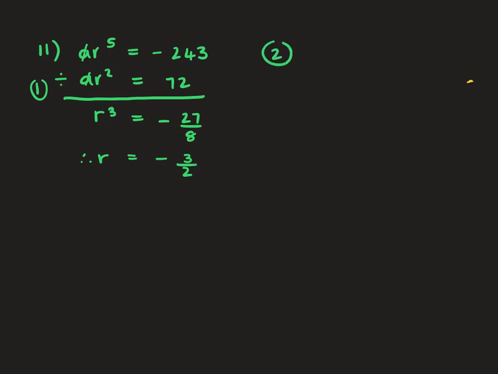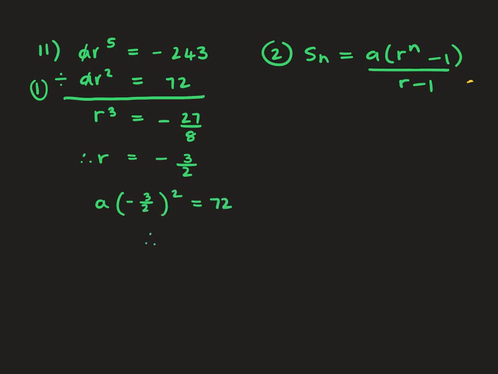Part 2 says the sum of the first 10 terms. So Sn is equal to A, r to the n minus 1 over r minus 1. That's how we sum a geometric series. Looking back at part 1 of this question, let's figure out what A is. So A times (negative 3 over 2) to the power of 2 is equal to 72. So A is going to be 72 divided by 9 over 4, and we get that A is equal to 32.